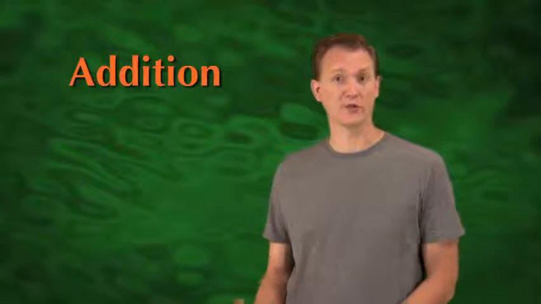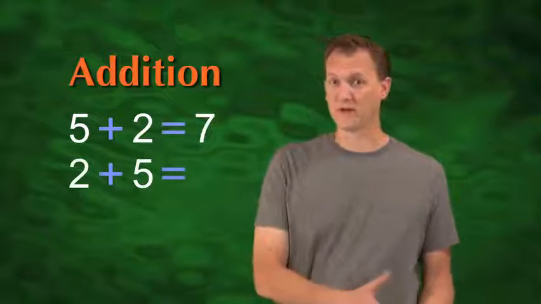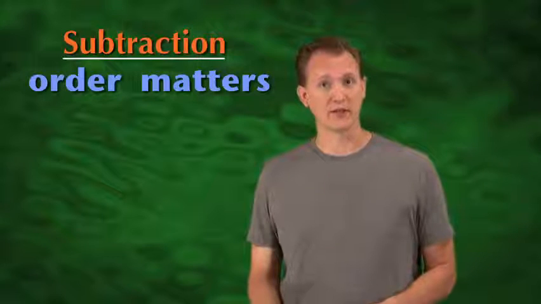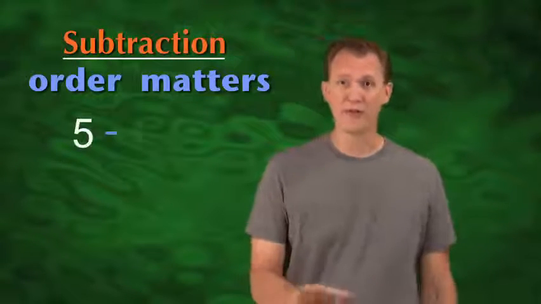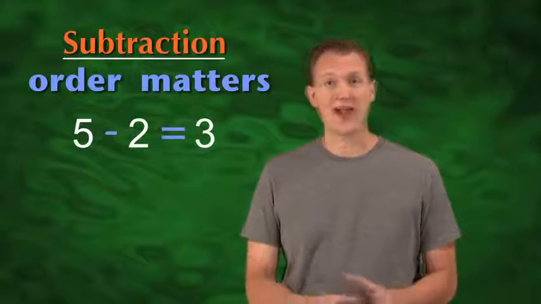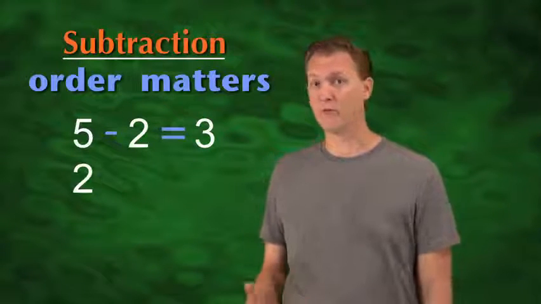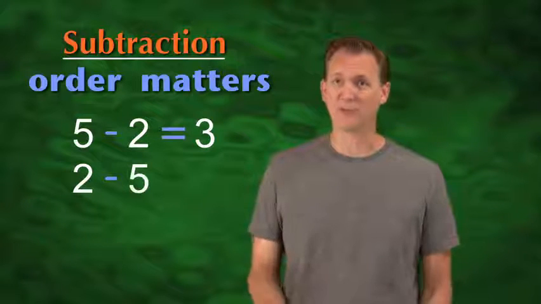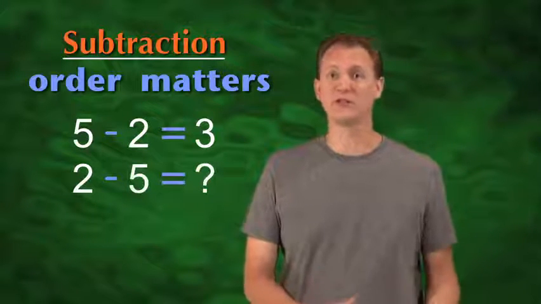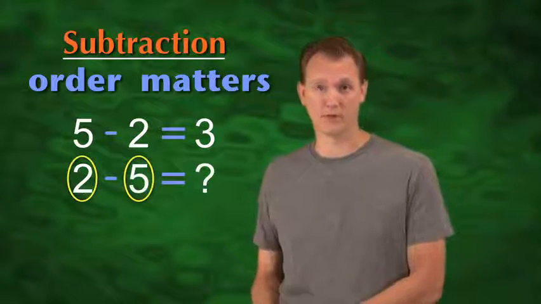With addition, you can switch the order of the numbers you're adding and you'll still get the same answer. 5 plus 2 equals 7, and 2 plus 5 equals 7. But with subtraction, if you have the problem 5 minus 2, you'll get 3. But you can't switch the problem around. You won't get the same answer if you try to do 2 minus 5 instead. In fact, you'll probably get confused because you'll be trying to subtract a bigger number from a smaller one.